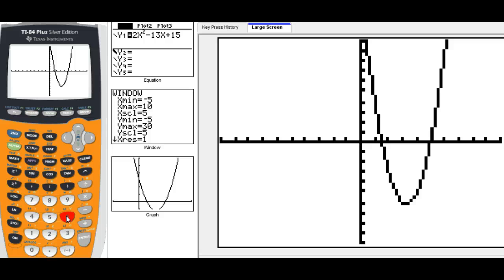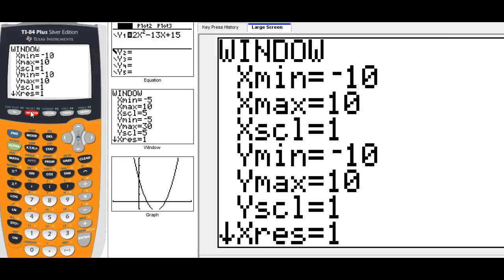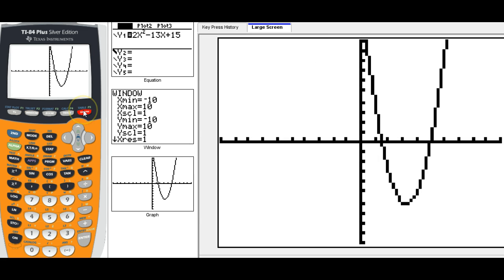State the appropriate window setting for the display of the graphing calculator. Well, as long as I can see the vertex, my calculator window looks fine. So the window setting I have now is zoom standard, negative 10 to 10 by a scale of 1. So we're fine. All right.